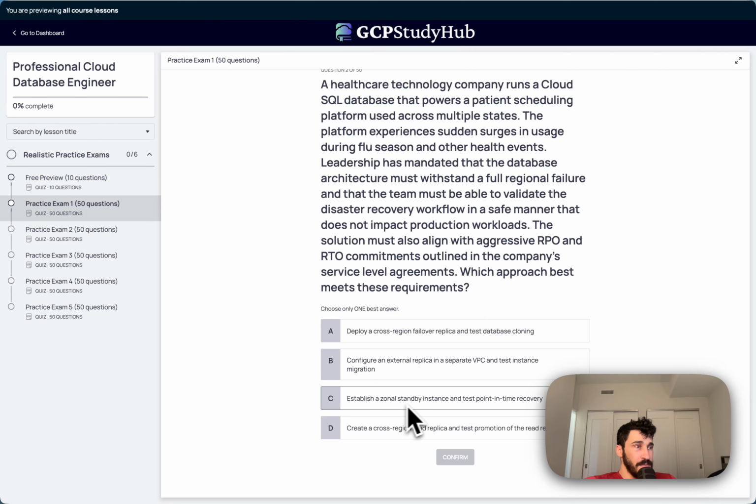Option C, establish a zonal standby instance and test point-in-time recovery. So a zonal standby instance, again, sounds promising, but it would actually cause a problem here because we're talking about a regional outage, a full regional failure, as indicated here, right? So that's not what we want either.